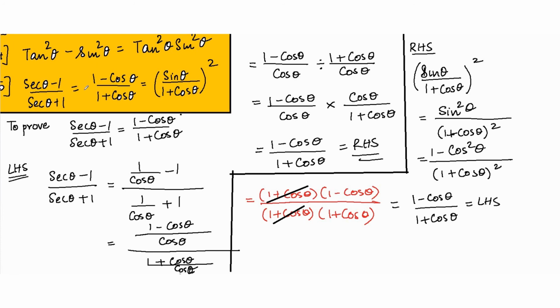So if I consider the second term and the third term, then 1 minus cos by 1 plus cos is LHS. So I have shown that the two extreme terms, that is sec theta minus 1 by sec theta plus 1 and sine theta by 1 plus cos theta the whole square, both these terms equal 1 minus cos by 1 plus cos. So this is how I was able to solve this particular question. Let me again pause for a minute and then I will continue with the next problem.